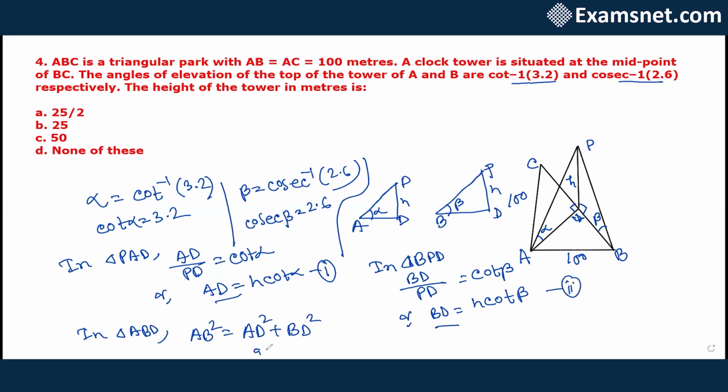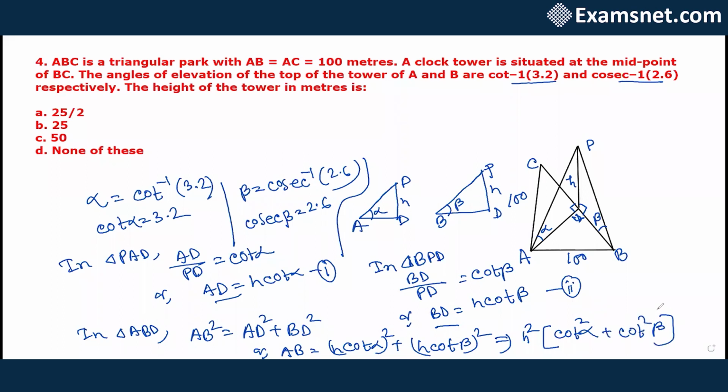and 2. So we will get the value of AB square as, after taking common, H cot alpha whole square plus H cot beta whole square. That means after taking common H square, I can write it as H square times cot square alpha plus cot square beta. Correct. Now look here, we are given the cot alpha value.